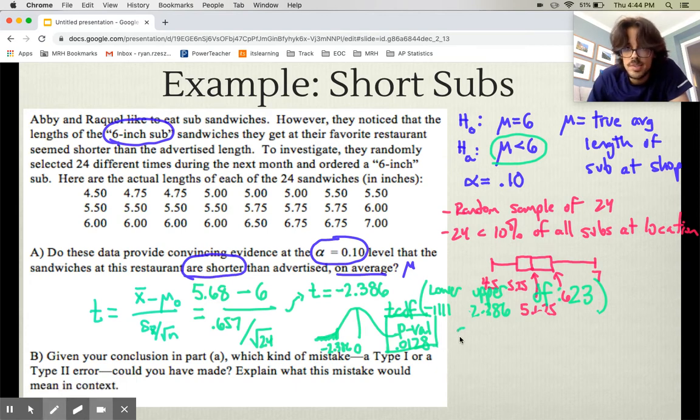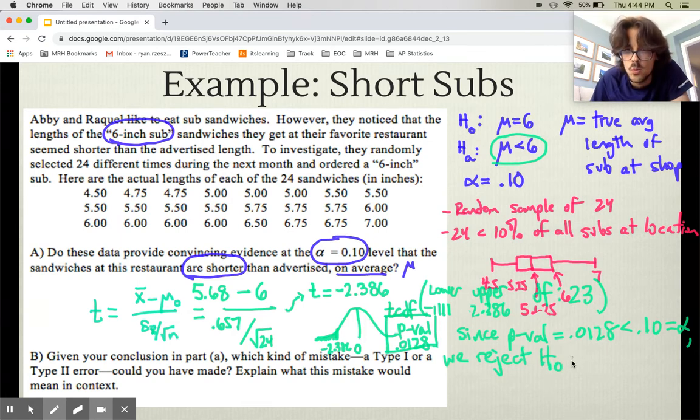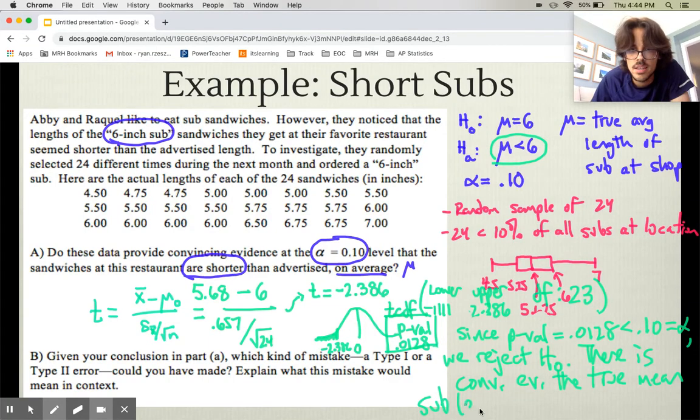So what I would want to say for this is, since our p-value is 0.0128, which is totally less than 0.10, which is our alpha, we reject our null hypothesis. The evidence is strong enough. That test statistic was rare enough. There is convincing evidence the true mean sub length is less than 6 inches. So there's convincing evidence that HA is in fact true.